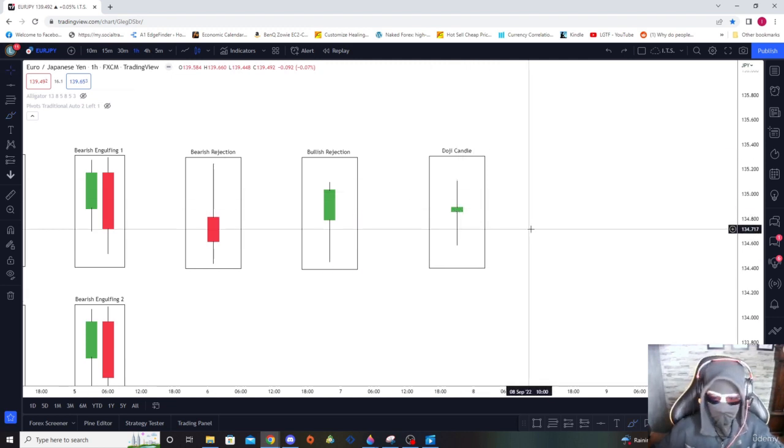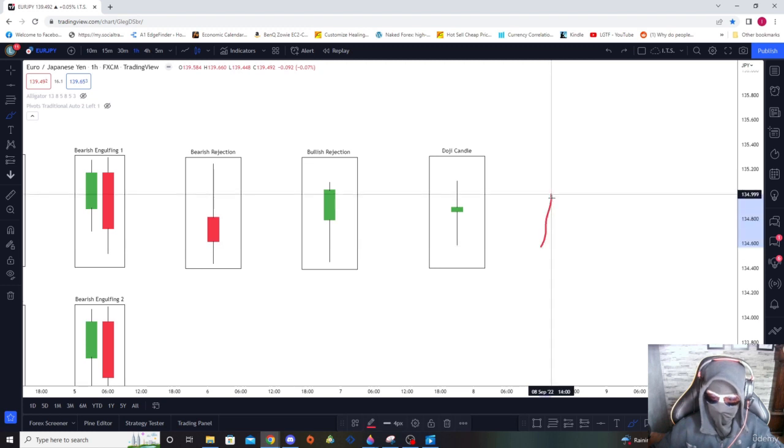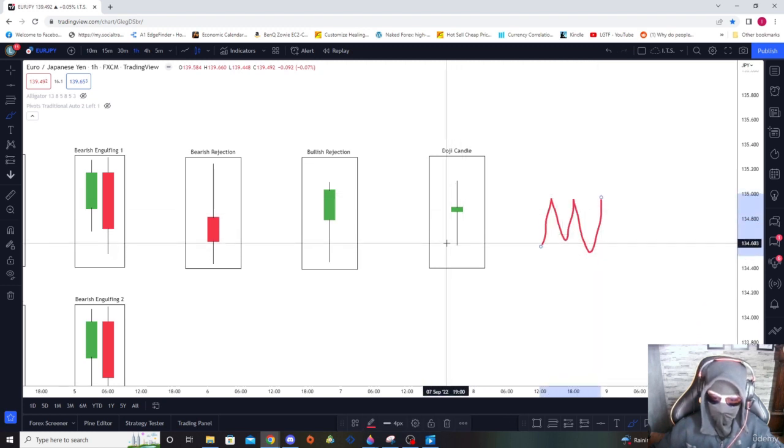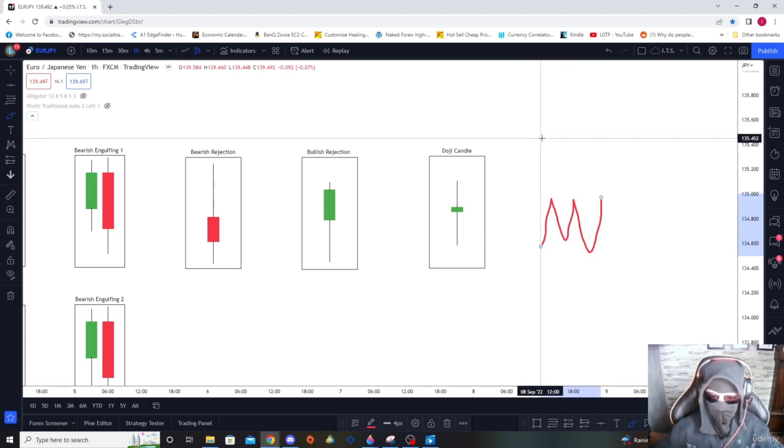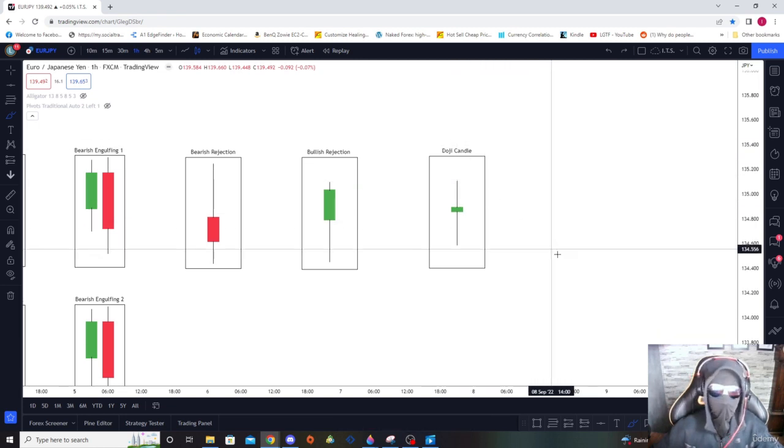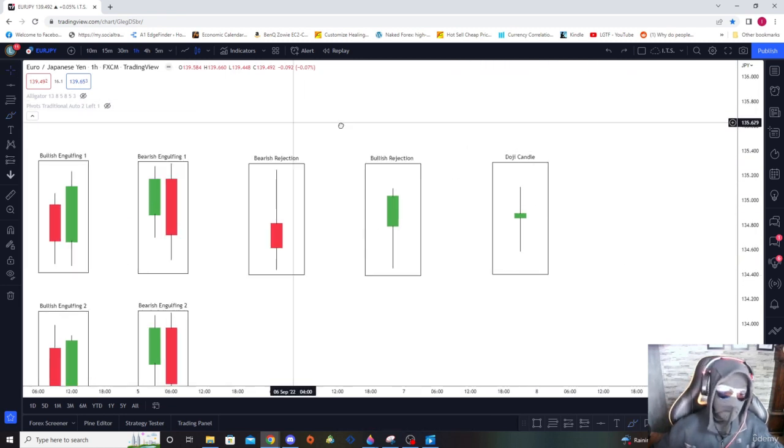And usually, if it's doing this on a smaller time frame, after this candle closes, you're going to see a move in one of the other directions. Very rarely do I see a doji candle and then it doesn't do anything after, right? Usually you get some sort of move up or down off a doji candle.